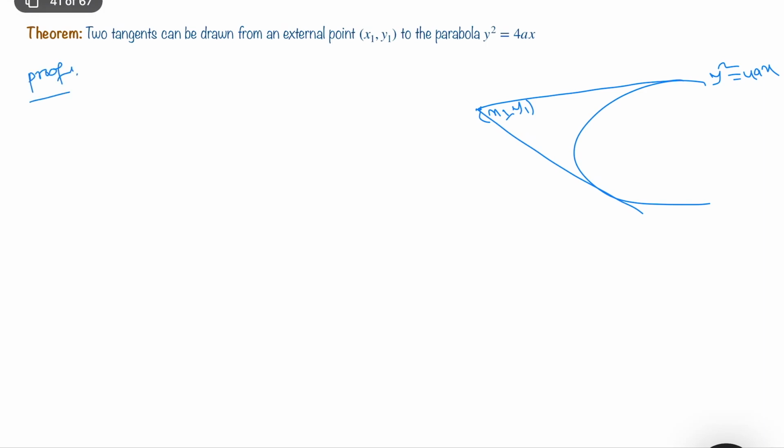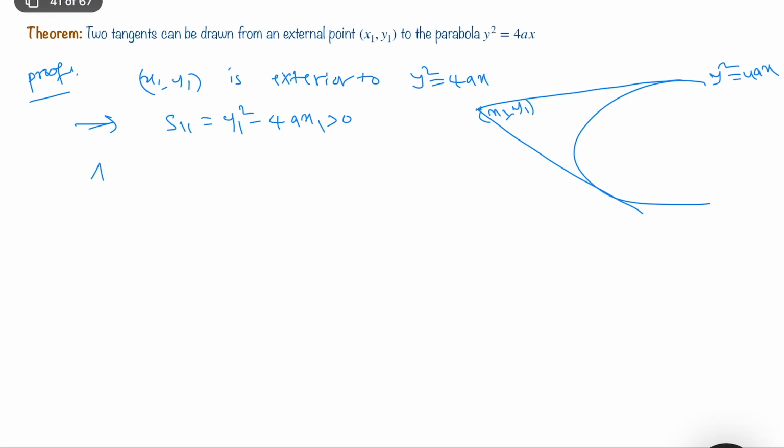First of all, here x1, y1 is exterior to y square equal to 4ax. Then that implies s11, that is y1 square minus 4ax1, is positive. If x1, y1 is exterior to the parabola y square equal to 4ax, then s11 is positive, that is y1 square minus 4ax1 is positive.